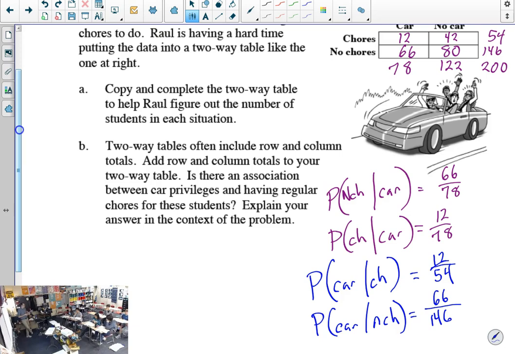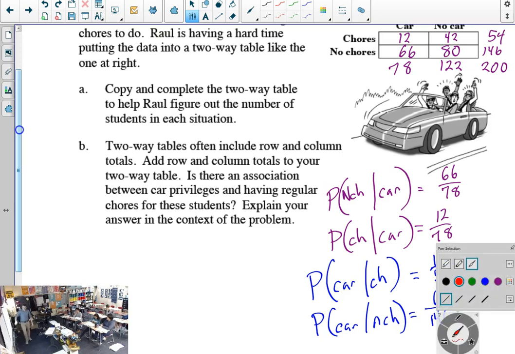What's the probability of just having a car? Just in general? 39%. Well, 78 out of 200, about 39%. So we just want to compare some things. The general probability of having a car is 39%.